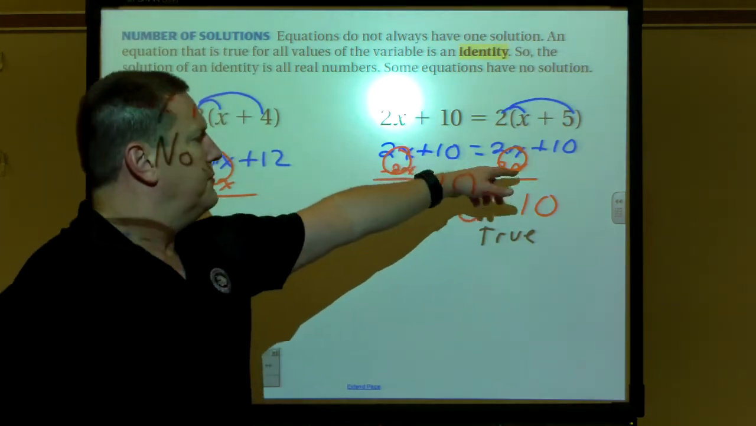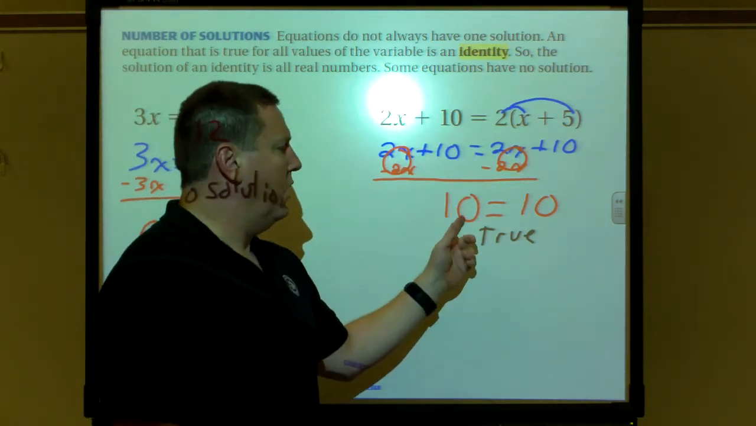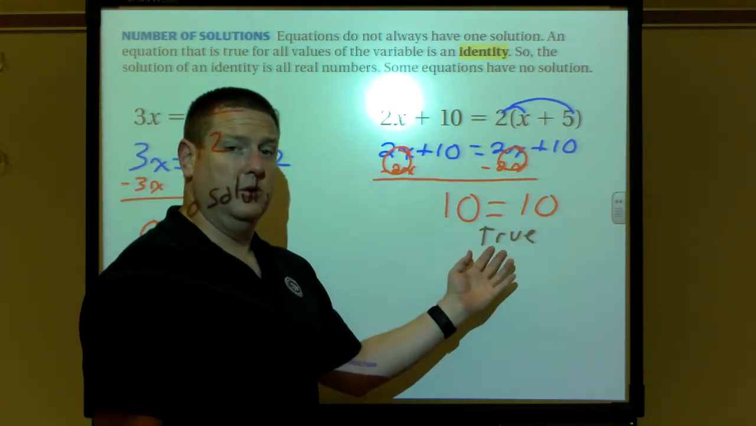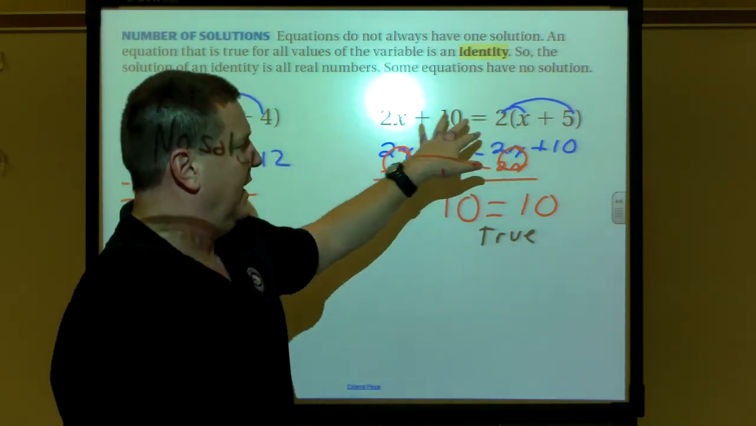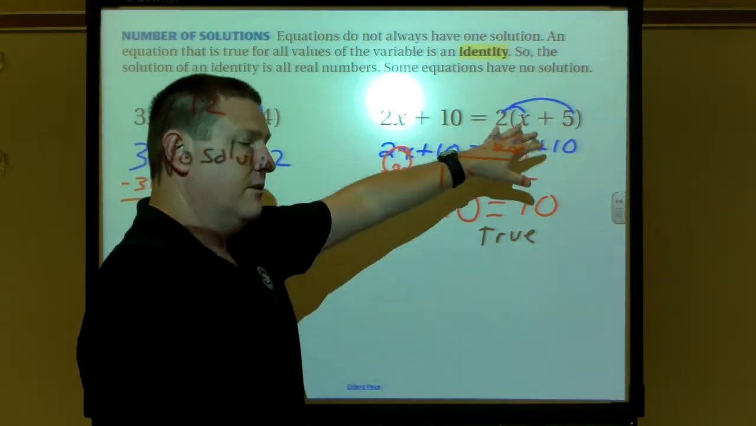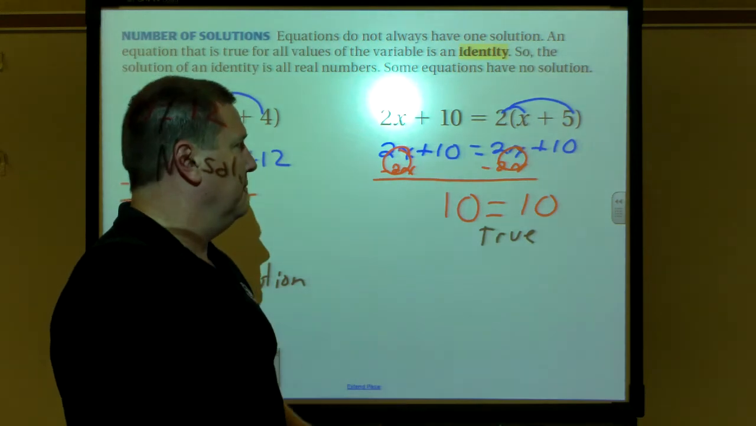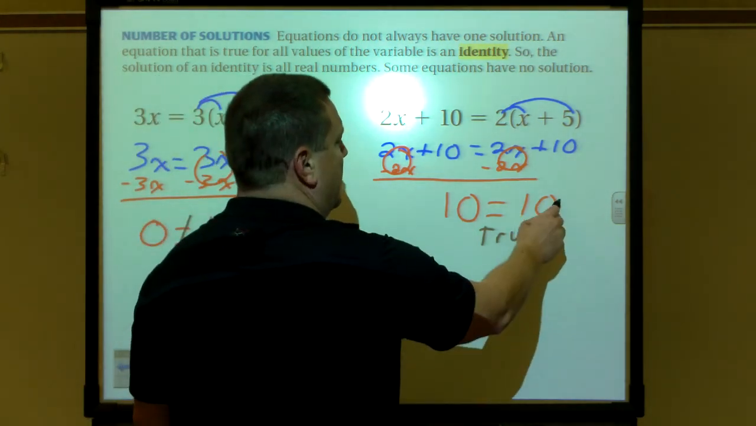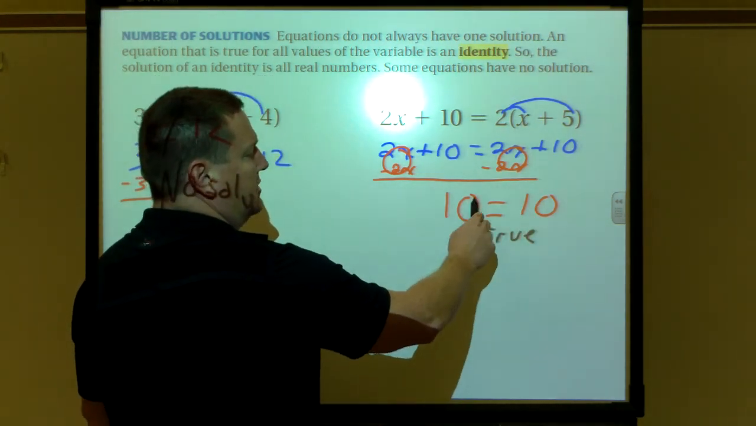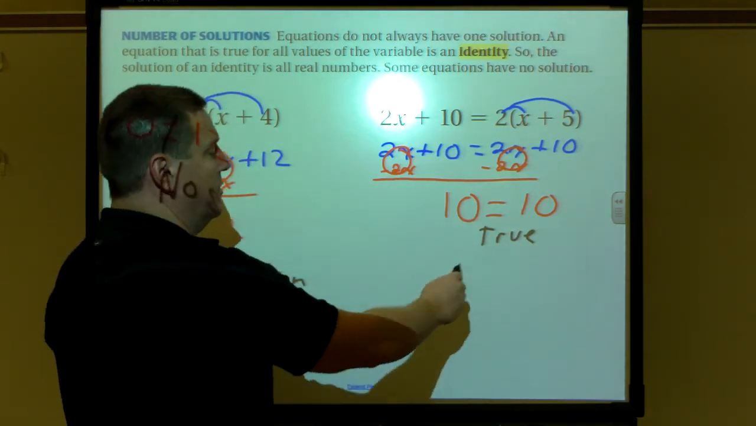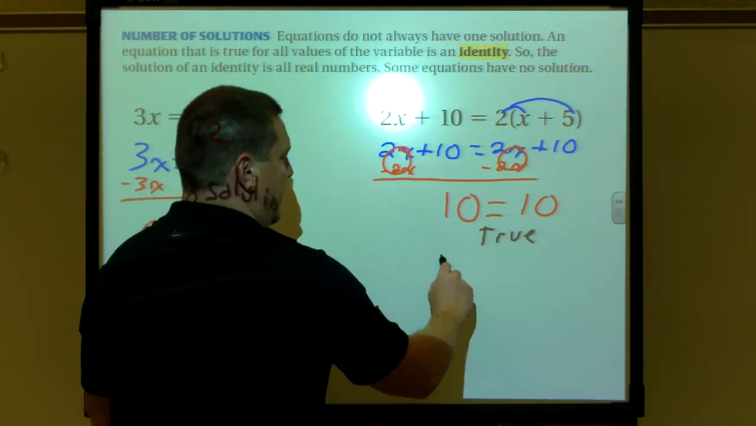Since the variables dropped out of the problem completely and what was left over was still true, it doesn't matter what I put in for the x value. The left and right hand side will always be equivalent. So this kind of problem right here, where you're left with no variables but the statement that's still there is true, we call that an identity.